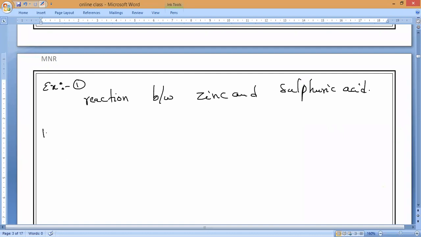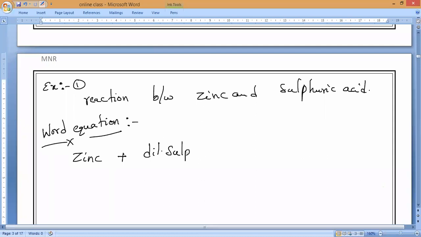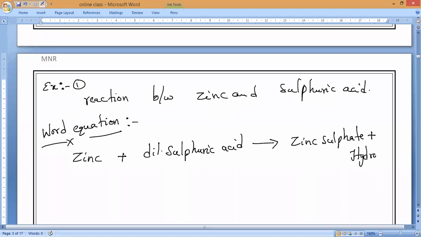So now what is the word equation? Tell me, everyone. Word equation I want. Please let me know who will say. Zinc plus dilute sulfuric acid will give you what, guys? Zinc sulfate plus hydrogen gas. So this is what we call a word equation.